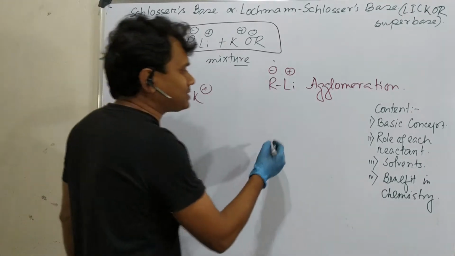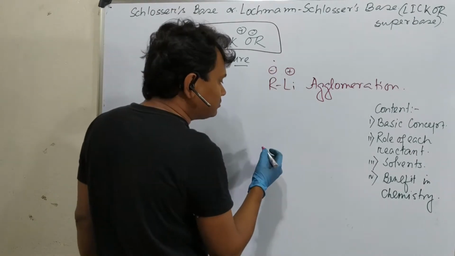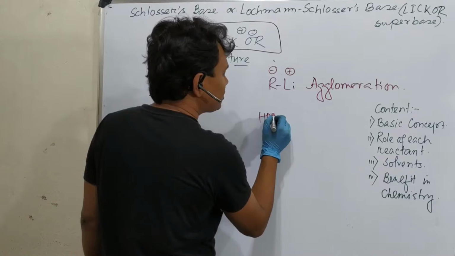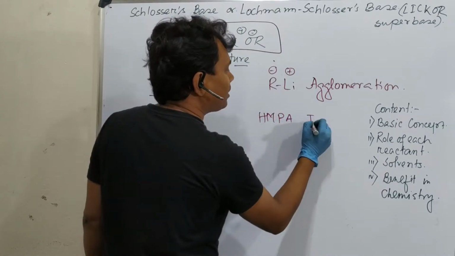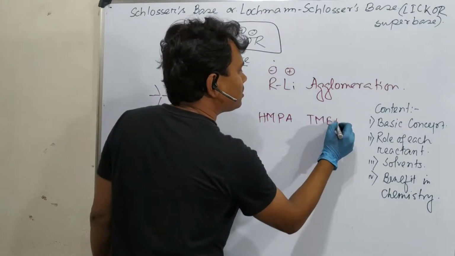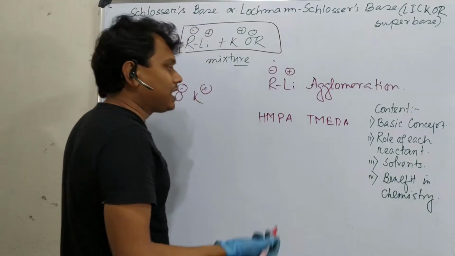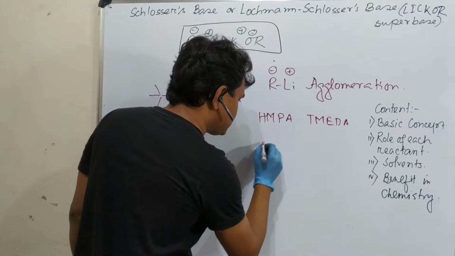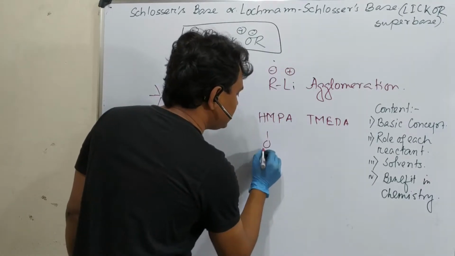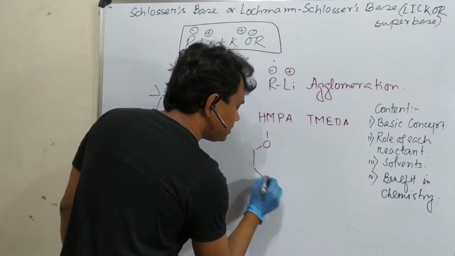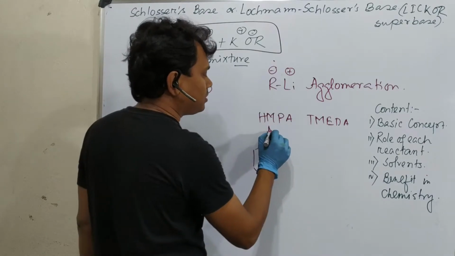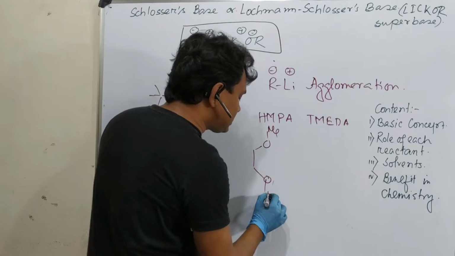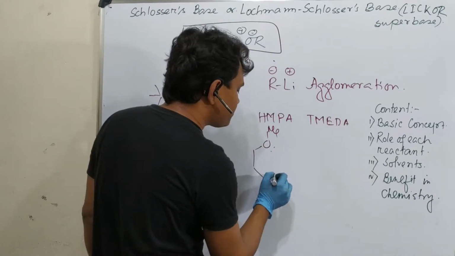Generally what is done is, along with that, some chelating agent like HMPA, TMEDA, or ethylene glycol monomethyl ether is used. Let me give you a first example. This is ethylene glycol monomethyl ether. So what can it do? This can coordinate with the lithium.